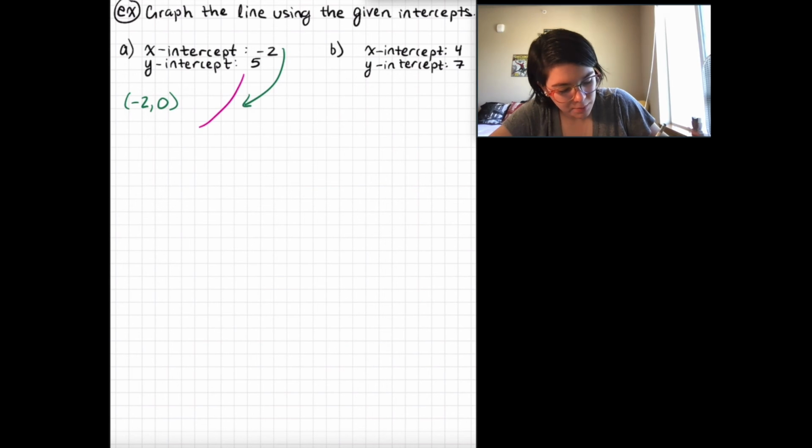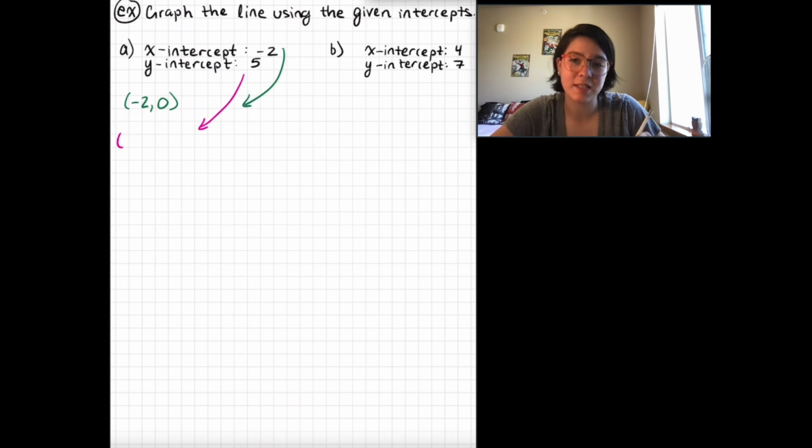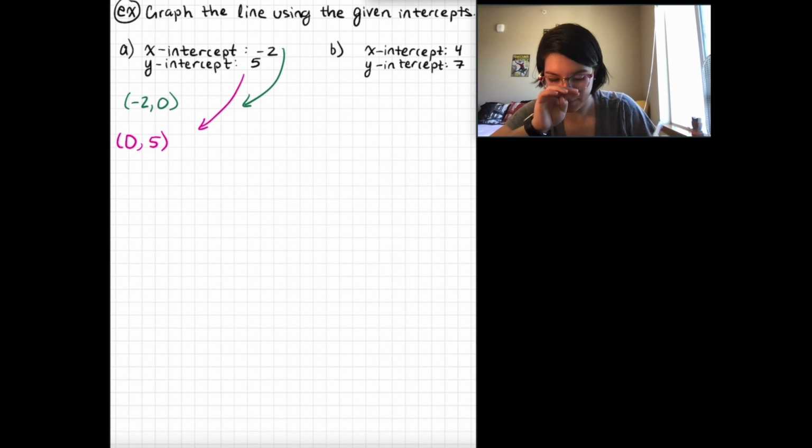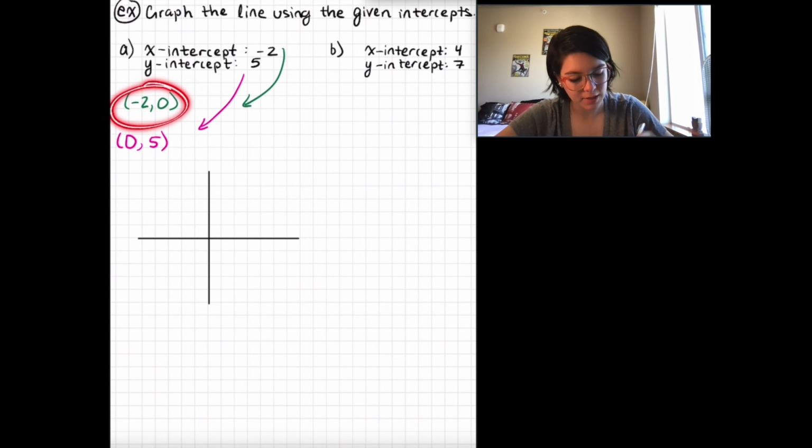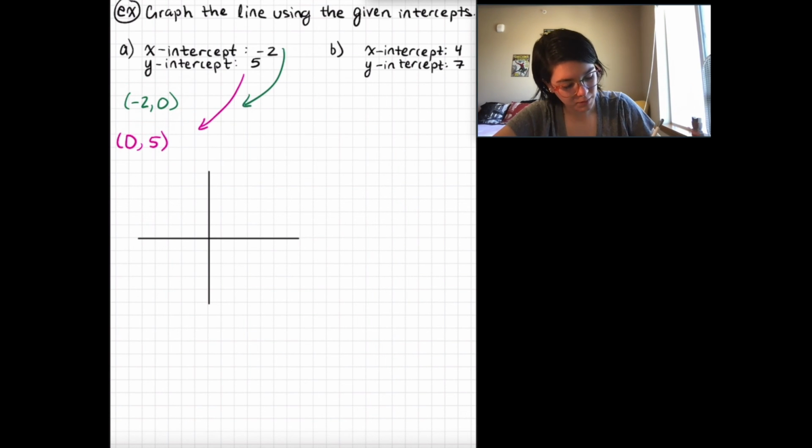For our y-intercept, we can write this as the point, well, we would have had to plug in 0 for x, so 0, and then we got out 5 for our y. Now, luckily, you only need 2 points to graph a line, so we can just go ahead and do it. So for our x-intercept, we got negative 2, 0. So we'll start at the origin. We'll go left, 1, 2, and then we won't go up or down any since we have 0 for y. So right here.